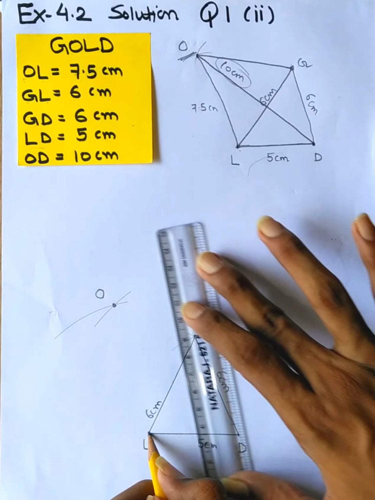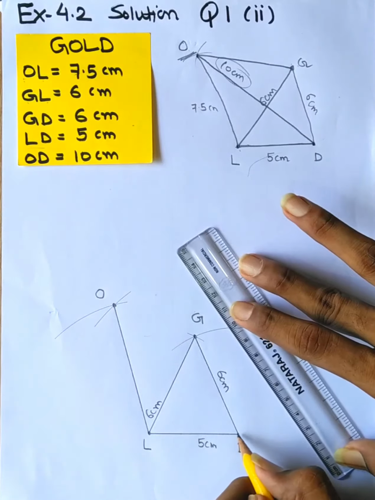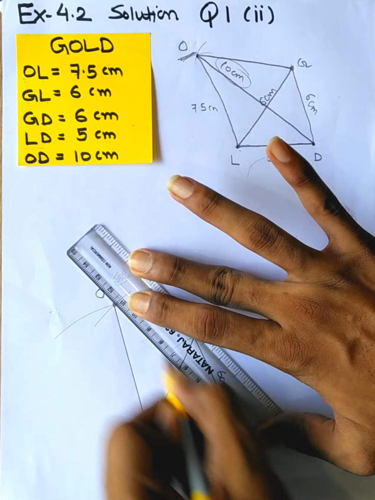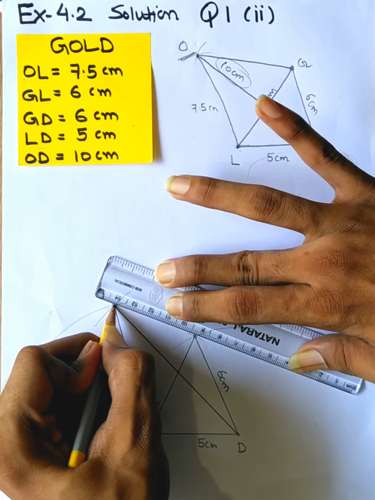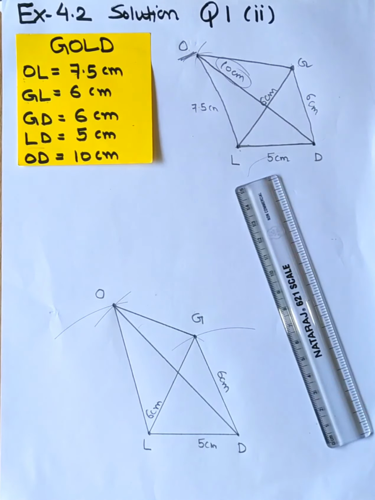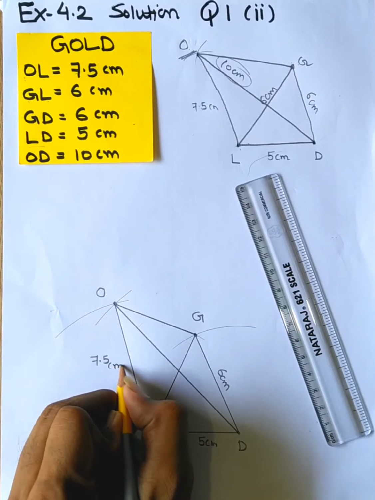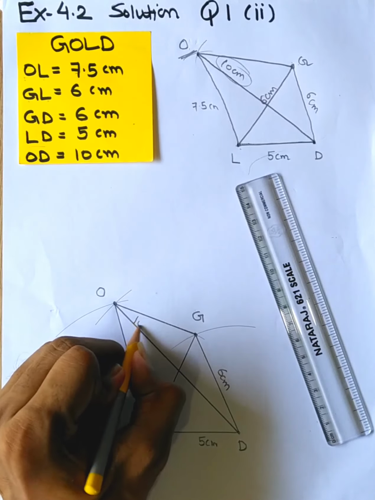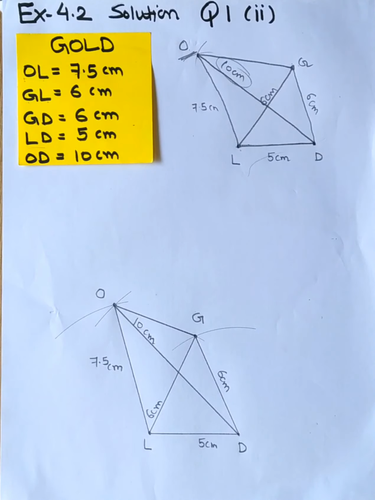Now only one thing left, that is drawing LO and DO. Remaining one side left that you will draw as it is, right? No measurement given. So LO I am writing 7.5 centimeter and DO I am writing 10 centimeter. So here we have got our answer. Practice again one time so that you will be perfect. Moving on to the next one.